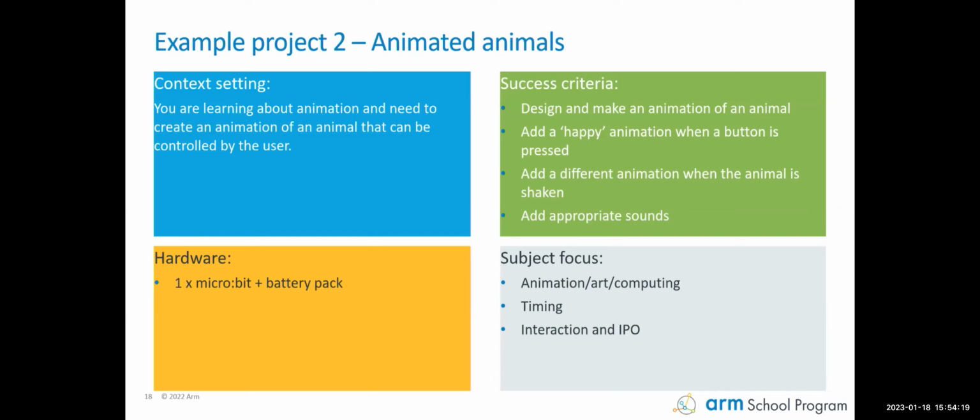And then similarly, using a slightly different feature or slightly different input, we want them to create a different animation when that animal is shaken. So get them to think about how it would react to being shaken. Would it be happy? Would it be sad? Obviously the direction of travel here is that the animal wouldn't like being shaken. And so as you've got the button press making it happy, shaking it would make it sad or angry or whatever. And so we need to think about how we would represent that through animation.